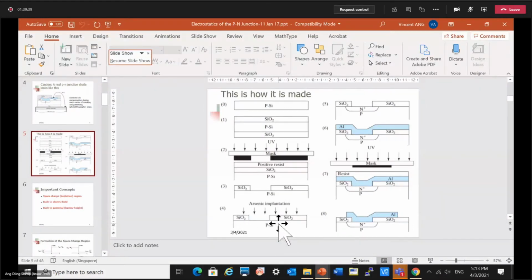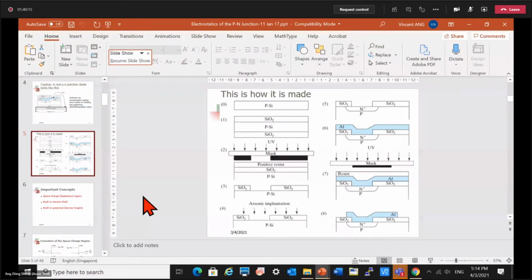Now, because of the way the doping is done, the arsenic concentration profile is not uniform. It is highest near the surface, and it decreases as you enter into the P semiconductor region, and we can show that the dopant profile is actually exponential. Okay, thank you, sir.